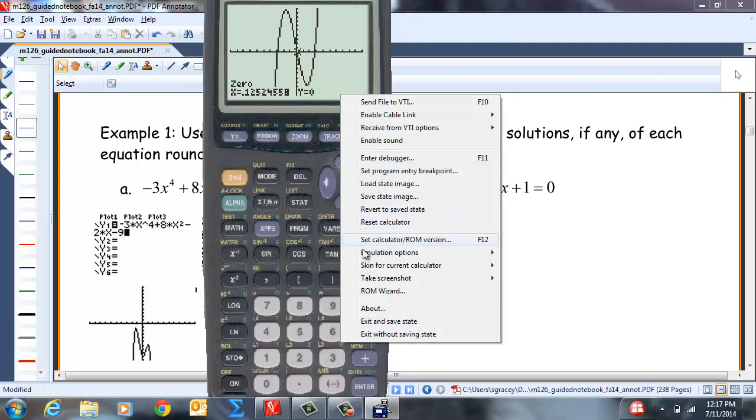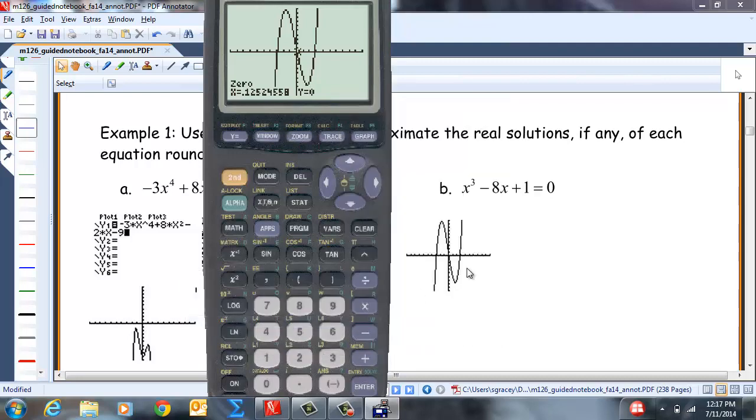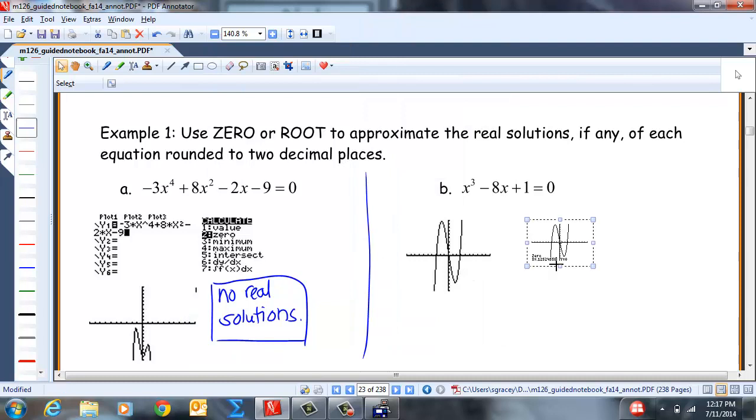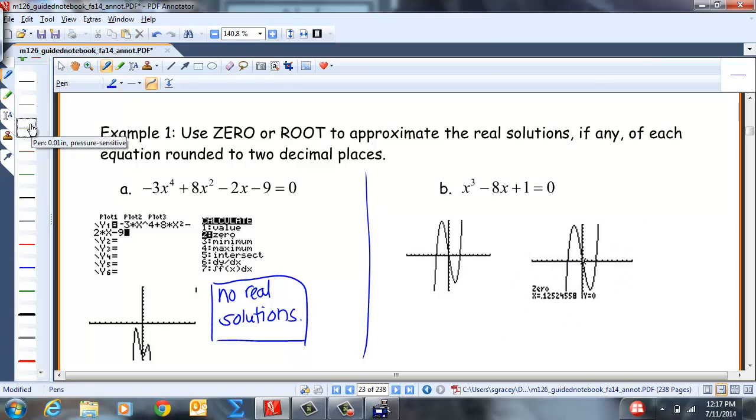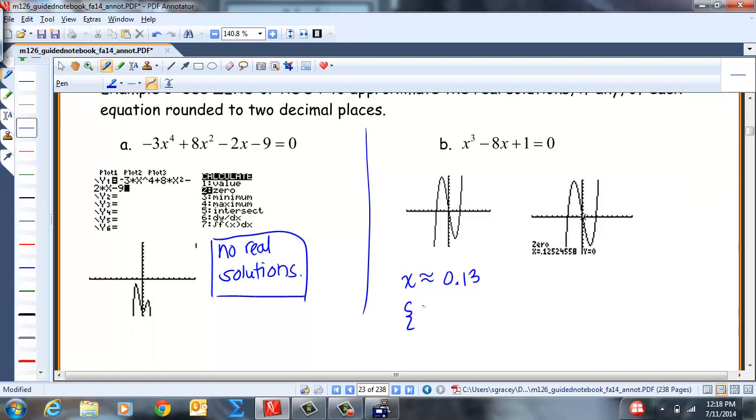So what we have found is at x approximately equal to 0.13, because we're going to 2 decimal points, then y is equal to 0. So if we put that in roster notation, we would write 0.13. And by the way, this would be the empty set since we were looking for real solutions.